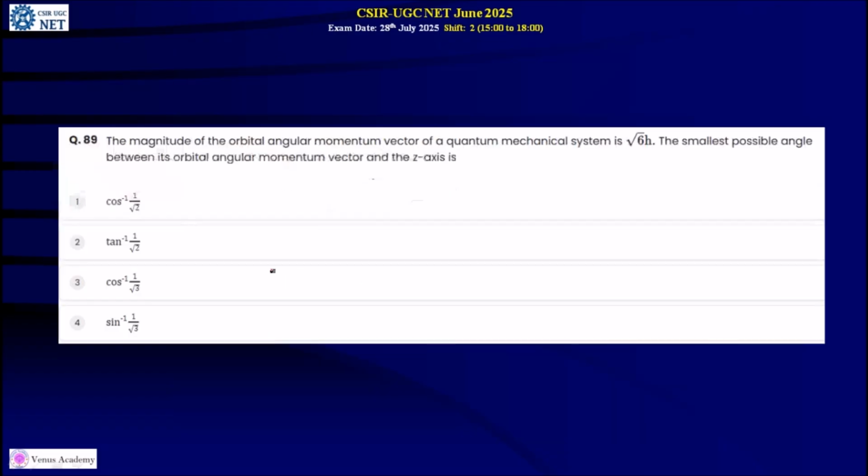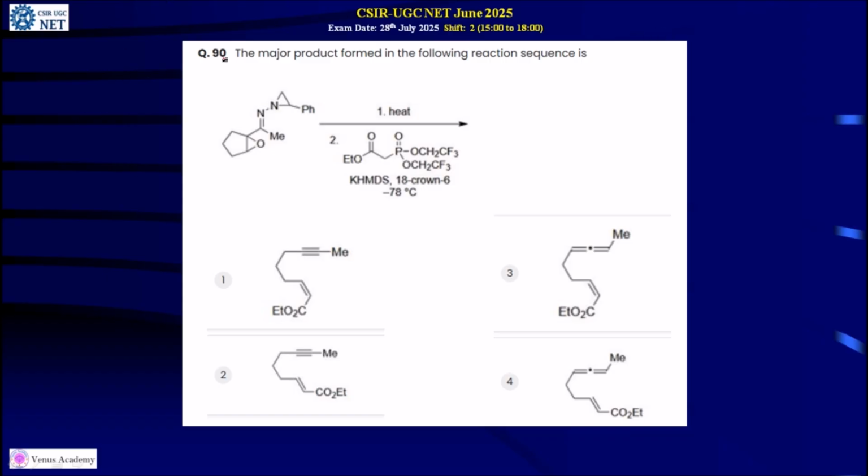Next, question number 89. The magnitude of the orbital angular momentum vector of a quantum mechanical system is √6 ħ. The smallest possible angle between its orbital angular momentum vector and the z-axis is. Question number 89, option 4 is the correct option, students. Next, the major product formed in the following reaction sequence is, what is happening?